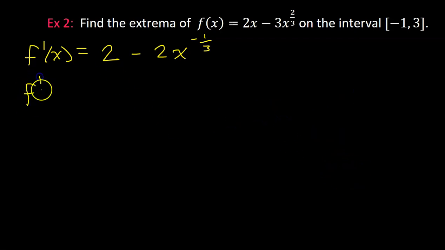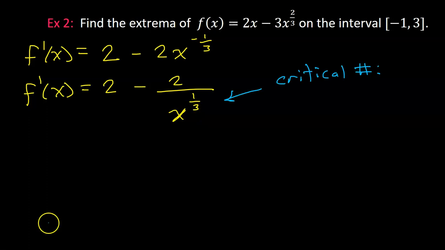To really see what's going on, let's rewrite this so that we don't have a negative exponent. This will be the same thing as 2 minus 2 over x to the 1/3 power. Of course, a negative power drops you right down to the denominator.